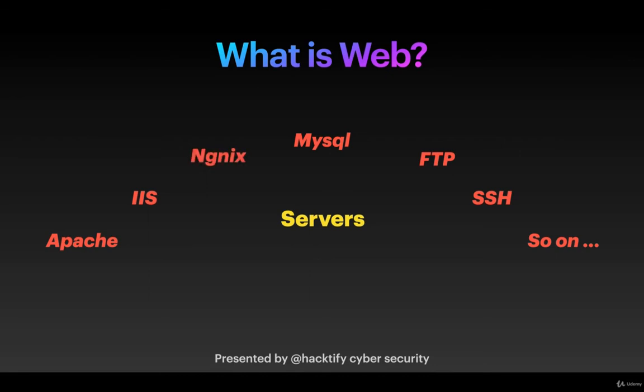Nginx is again a type of HTTP web server similar to Apache. MySQL is a type of server which is used for databases. FTP stands for File Transfer Protocol, which is used for transferring files from one client to another client. An SSH server is basically a secure shell, which is used to do remote logins into computers, and so on. So basically there are a lot of servers which are being used in our day-to-day life.